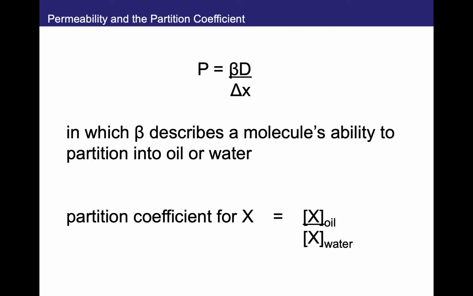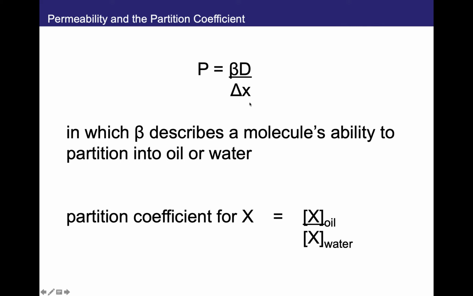Okay, so let's break down permeability, all right? Permeability is equal to the partition coefficient, usually depicted as a beta, times the diffusion coefficient, all over delta X, which is the membrane thickness.